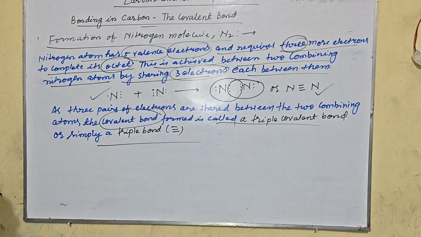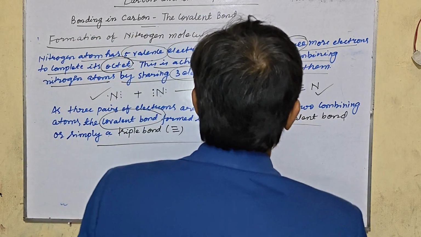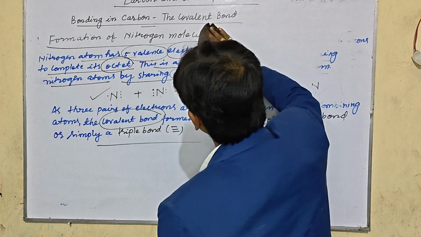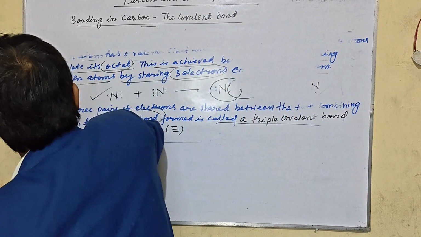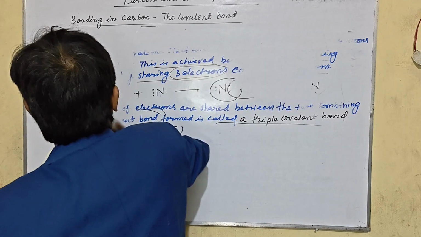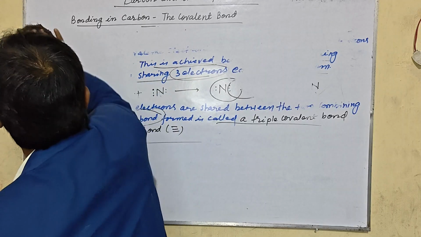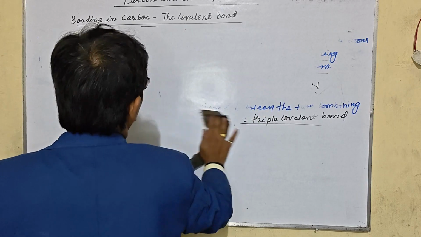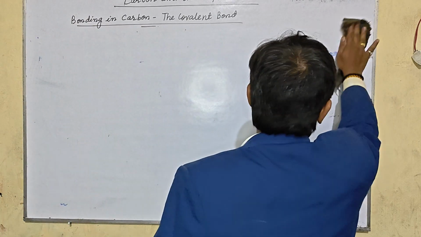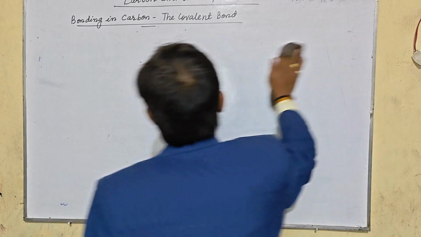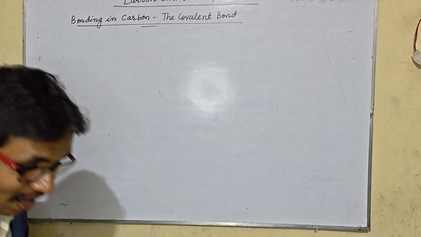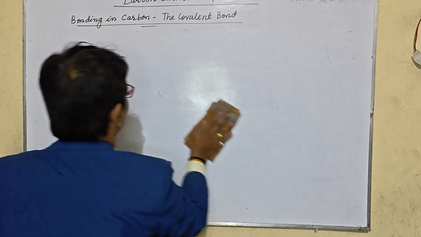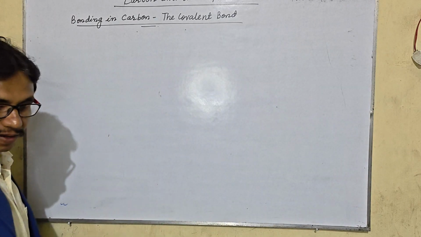Let us understand the structure of methane, because we are reading the bonding in carbon, and it is not complete without the discussion of methane, which is a compound of carbon. Let us understand the formation of methane in a covalent bond and the electron dot structure of methane.